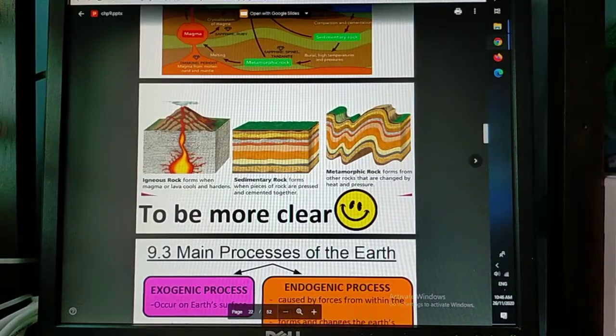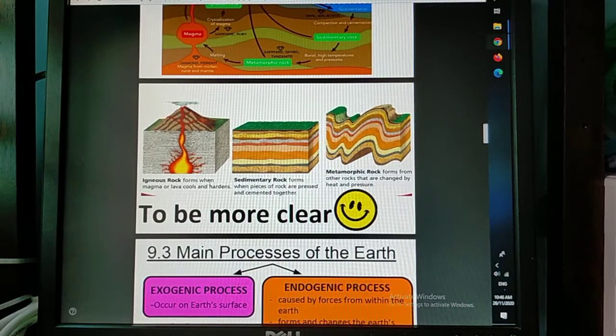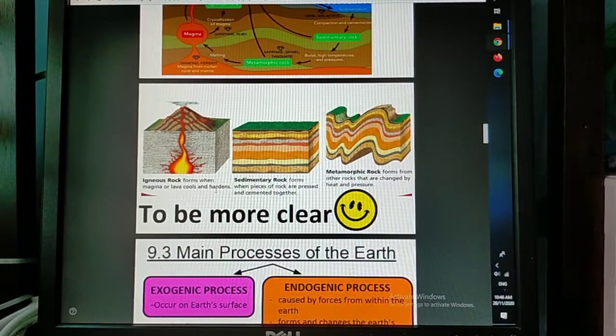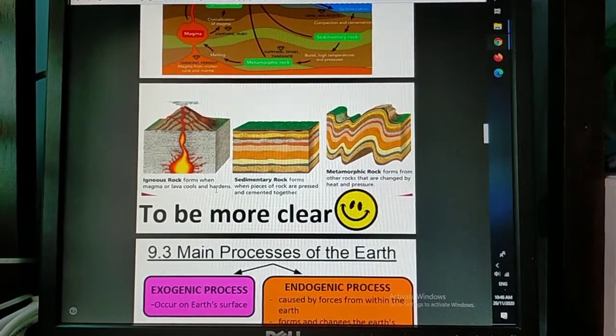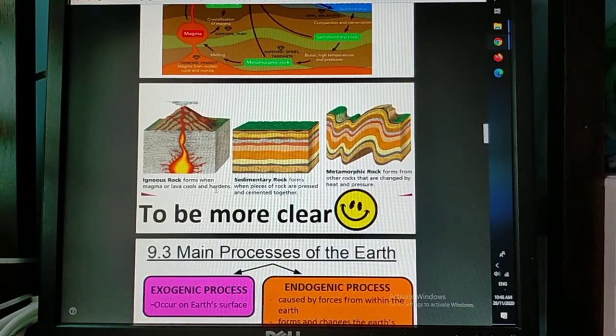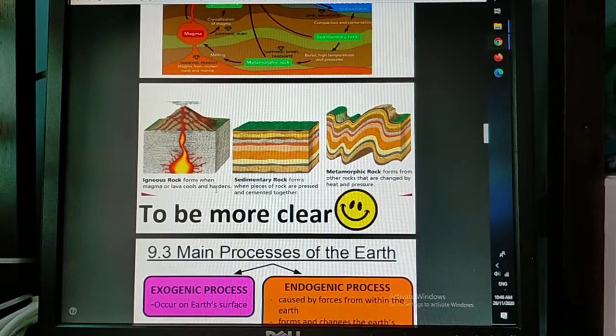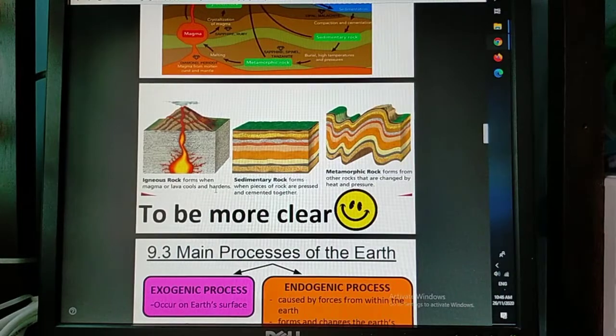So this is another picture showing the explanation related to the three types of rocks. Igneous rock forms when magma or lava cools and hardens. When the lava cools faster, the igneous rocks will be smaller in size, and the color will be different compared to lava that cools in a longer time. Slowly, it will form a larger igneous rock.